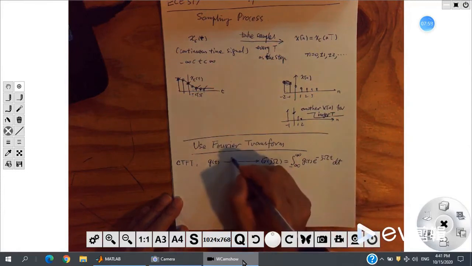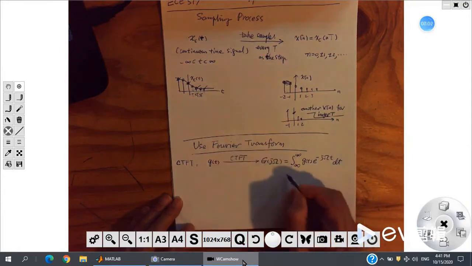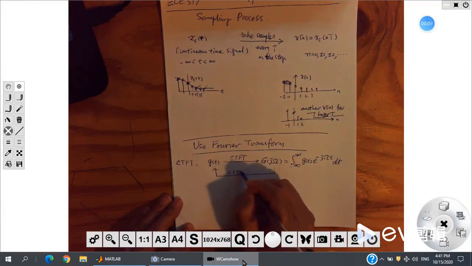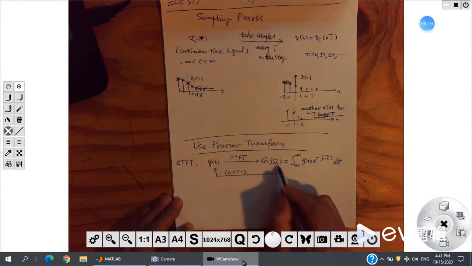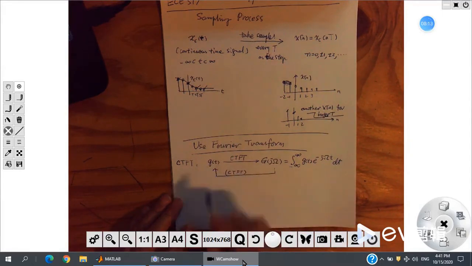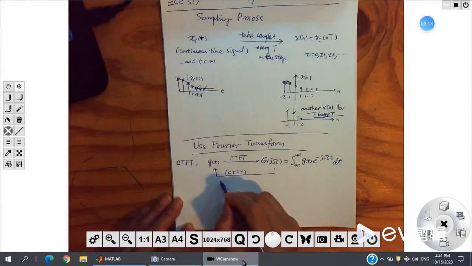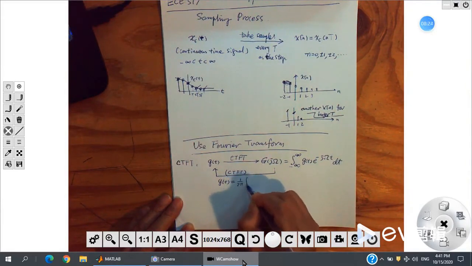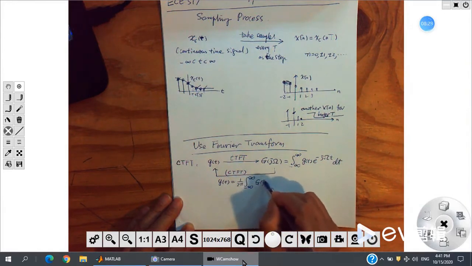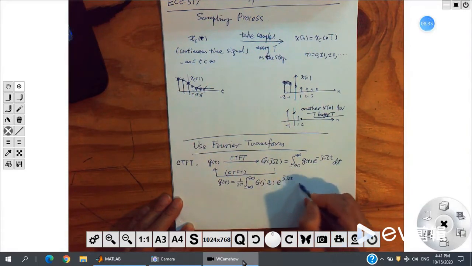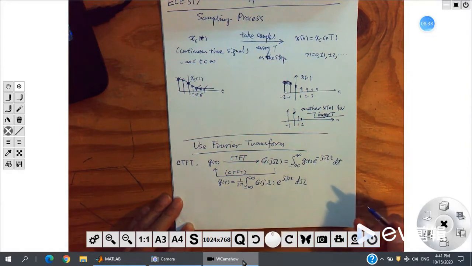This is a CTFT. And we also have the inverse CTFT. Suppose this capital G is given, then we can determine the lowercase g. The formula is like this: g of t is 1 over 2 pi, the integral from negative infinity to positive infinity of this capital G times e to the positive j omega t d omega. Right, so this is the CTFT.